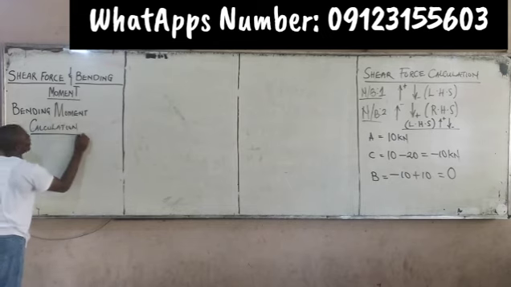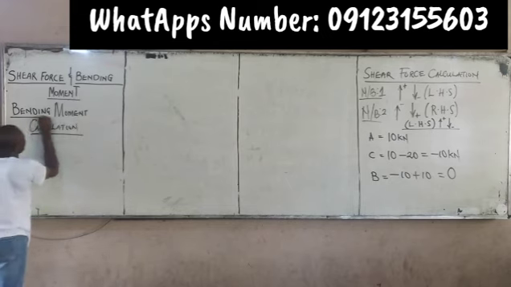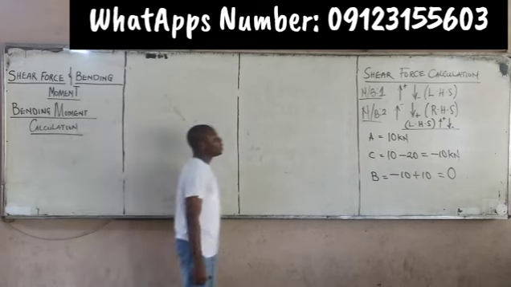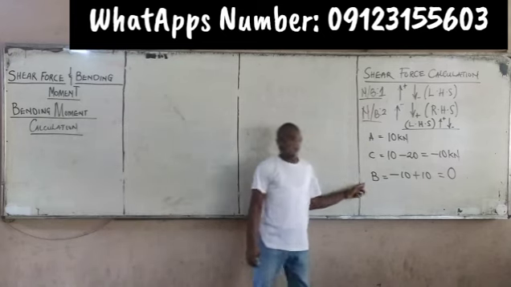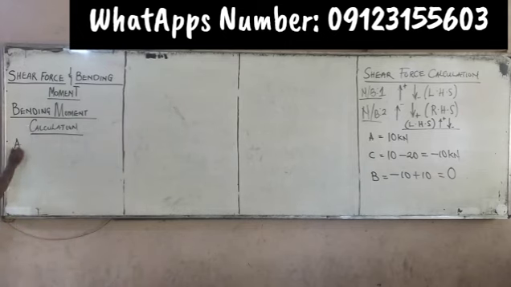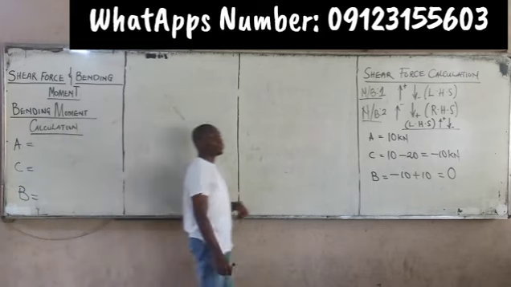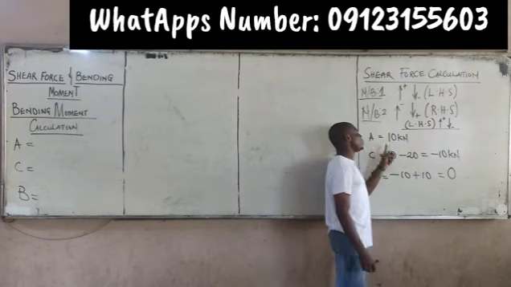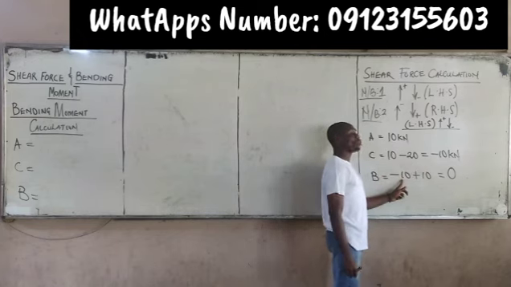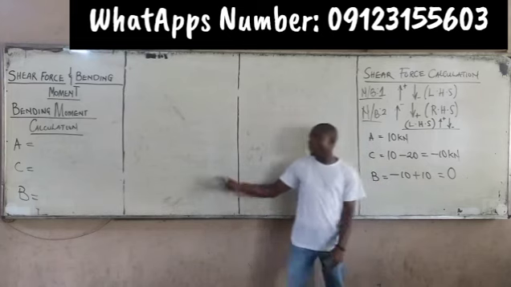Alright, bending moment calculation. We have three sections there: A, C, and B. For shear force, we repeat the value. Anything I have here, I'll put it down here before I consider this section. But for bending moment, it is not like that.